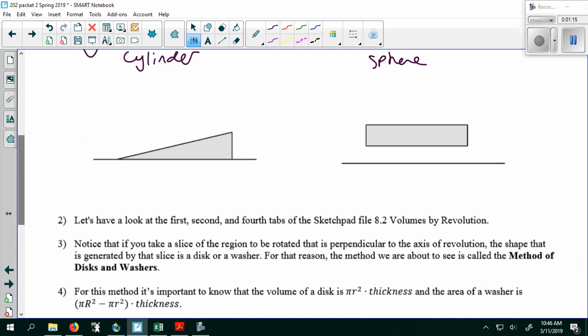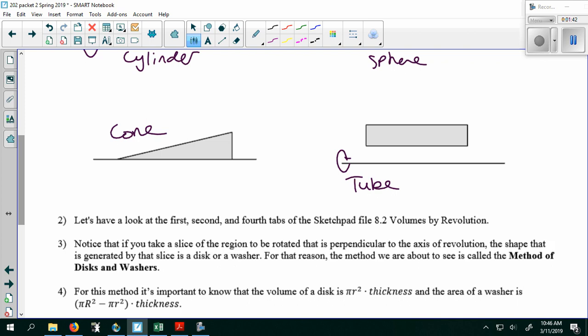Okay, so now I have a right triangle. When I rotate it about the line, I get a cone. And now I have a rectangle, but it's not right on the line. So if I rotate this about the line, what am I going to get? A tube, yeah. Like a cylinder, but the center's been hollowed out, like a roll of paper towels.